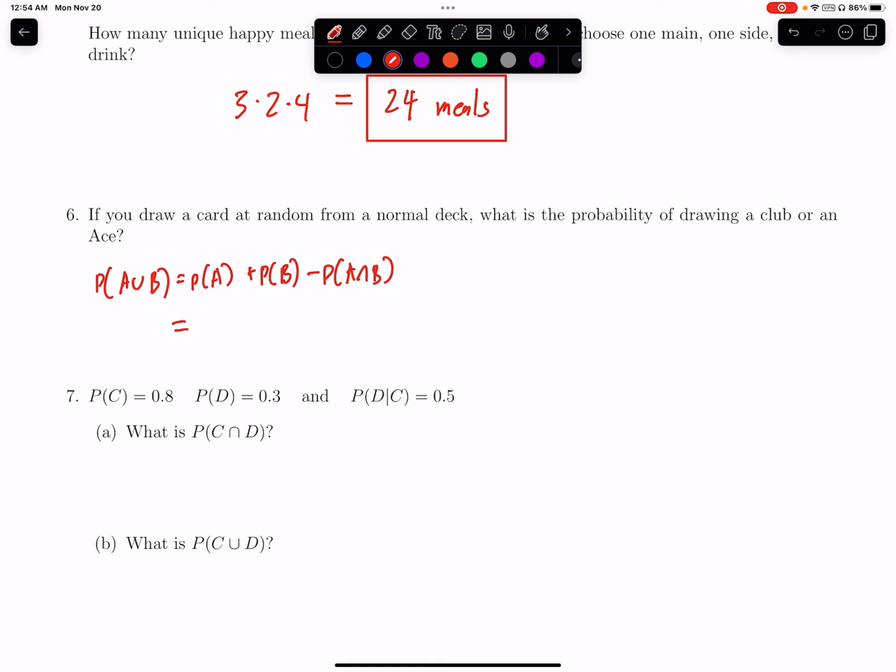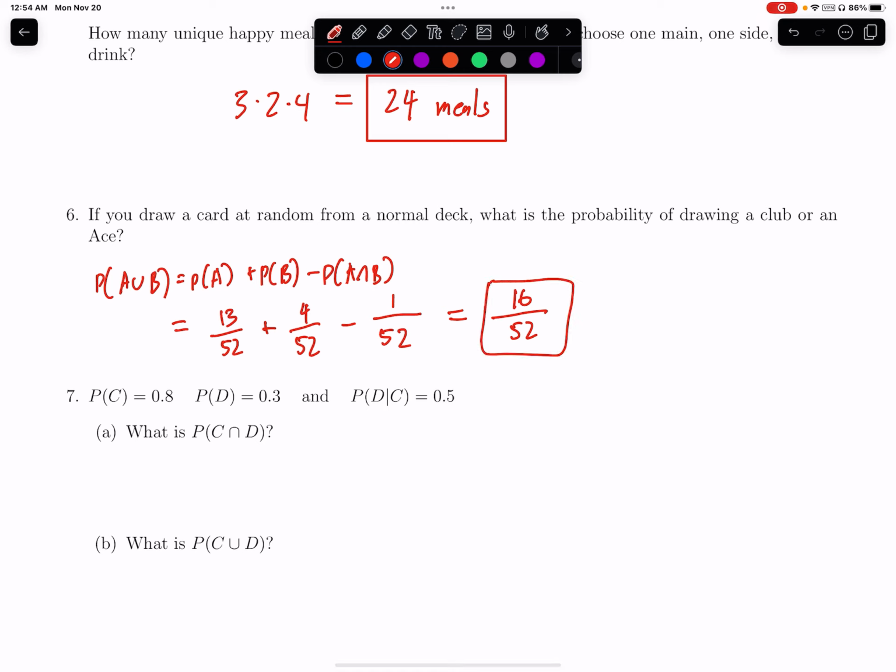Right, in this case, the probability of choosing a club is 13 out of 52. There's 13 clubs out of 52 cards. The probability of an ace is 4 out of 52. And then subtract the intersection probability, which is 1 out of 52. That's the probability that you have a card that's an ace and a club, which is the ace of clubs, right? So 13 plus 4 minus 1 is 16 out of 52. You could leave your answer like that, or you could reduce it to 4/13. Either way is correct.